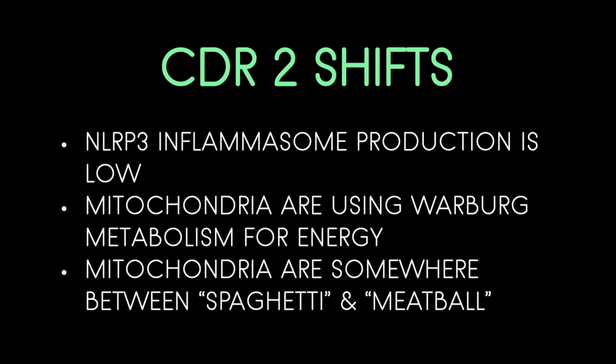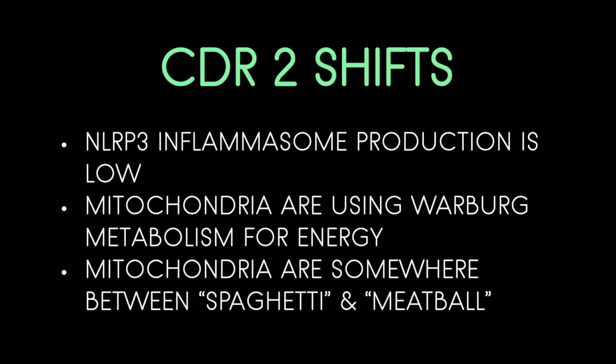Mitochondria are using something called Warburg metabolism for energy. So instead of making energy in the way that healthy cells do, they're usually in a low oxygen environment, and they are using ATP, which is that energy, for making new tissue rather than making energy.